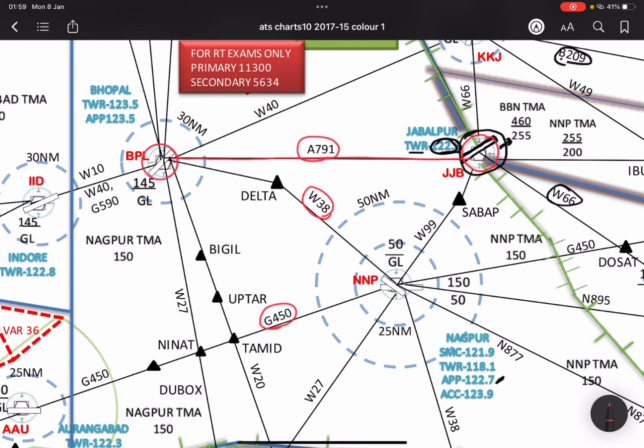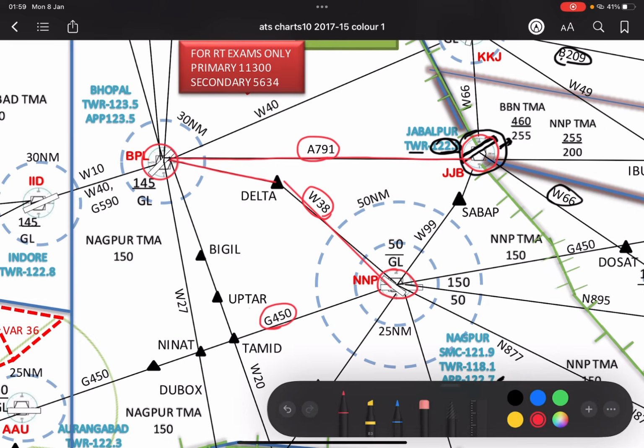This highway between, say I want to fly from Bravo Papa Lima to Nagpur, okay, from Bhopal to Nagpur. So what will my route look like? Bravo Papa Lima to Delta, then Whiskey 38 to November Papa. So I know I'll fly from Bravo Papa Lima to Delta, and from there I'm going to fly Whiskey 38 to November Papa.